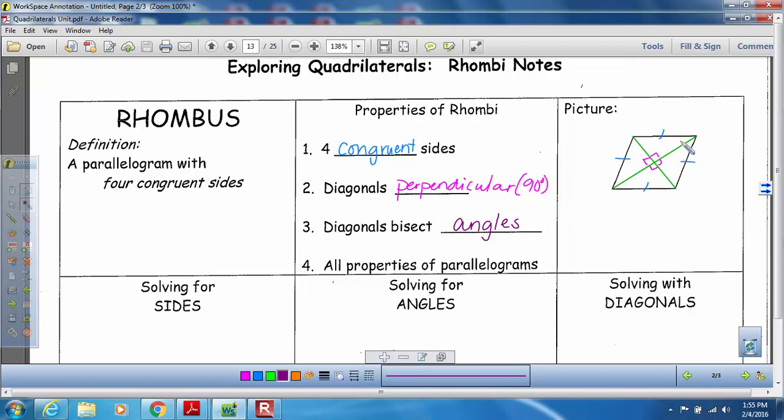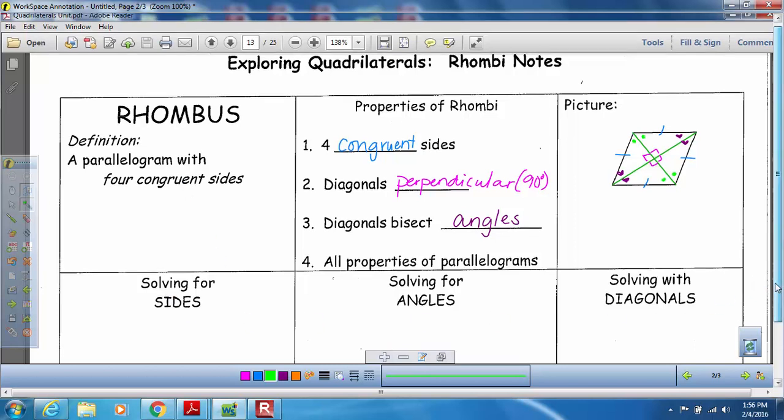And so here, that means that this angle, and I'm going to draw a heart here, is congruent to this angle, and this angle is congruent to this angle, and then here, I'll draw circles here. This angle and this angle are congruent, and this angle and this angle are congruent. They also have all properties of a parallelogram, which means a rhombus fits in the parallelogram category.